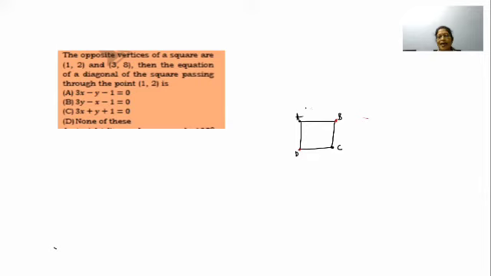So let us take A as (1, 2) and C as (3, 8). We want the opposite, isn't it? And what is asked here, the equation of the diagonal of the square passing through the point (1, 2). So obviously, if the diagonal is passing through (1, 2), it has to pass through C also. So what is required here? You want the equation of the diagonal AC.